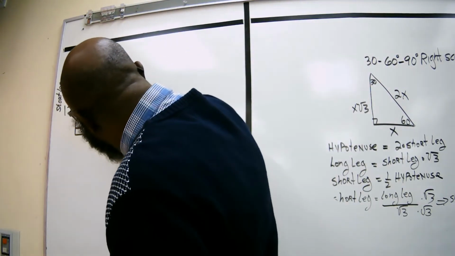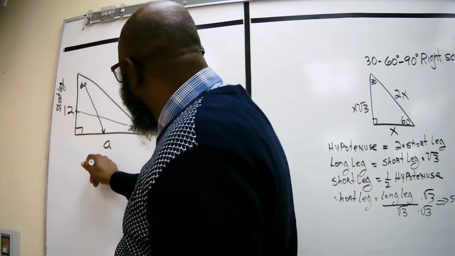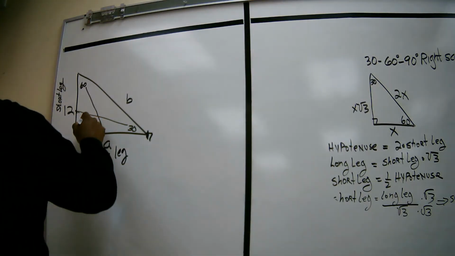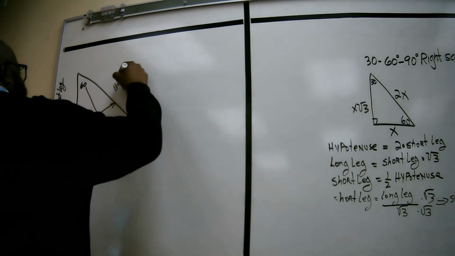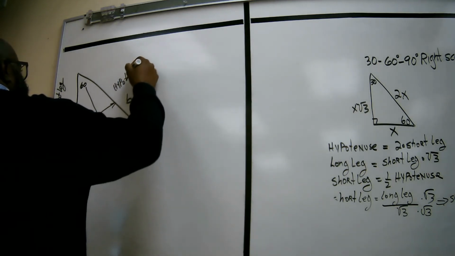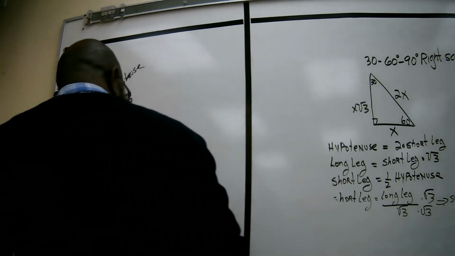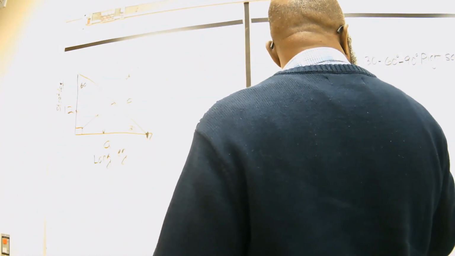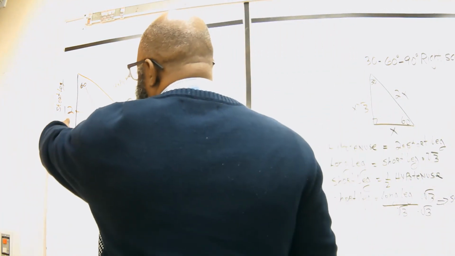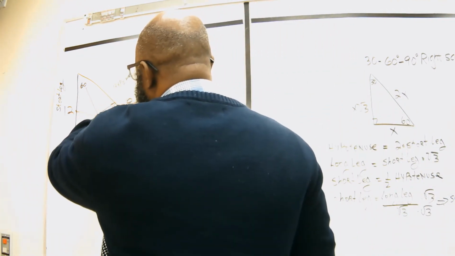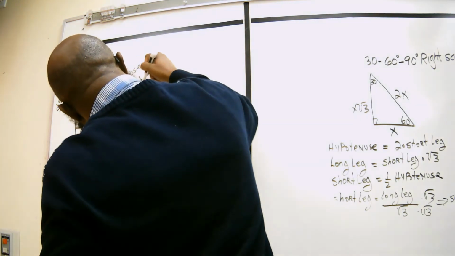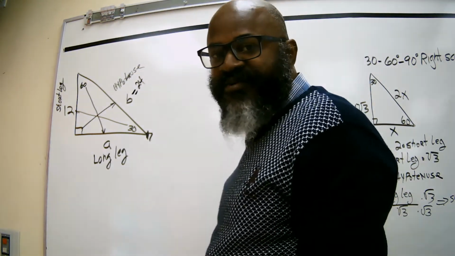Therefore, A is my long leg. And B is my hypotenuse. Remember that we generated a formula that there's a relationship between the short leg and the long leg. The hypotenuse is always 2 times as much as the short leg. If I know the short leg is 12, I can find the hypotenuse, which is B. I will take the short leg multiplied by 2, then I will get B is 24. Just common sense based on the rules that we developed.